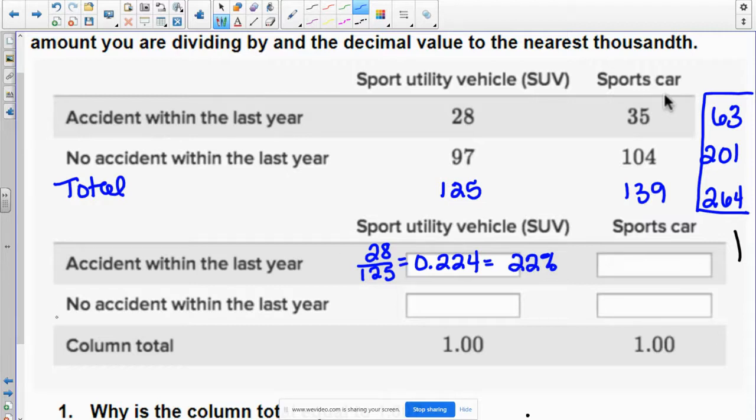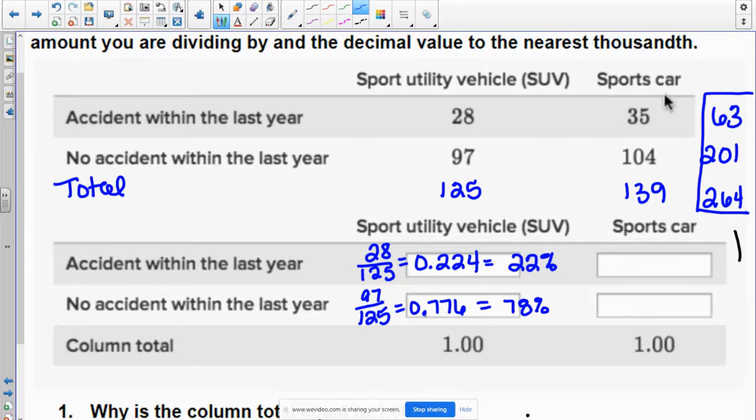Okay, so let's go to no accidents within a year of the SUVs, which would be 97 over the total of 125 SUVs. So 97 divided by 125 equals 0.776. To change it to a percent, I'm going to take that times 100 in my calculator, or move the decimal over twice. So that'd be 77.6. That would round up, since it's higher than 5, to 78%.